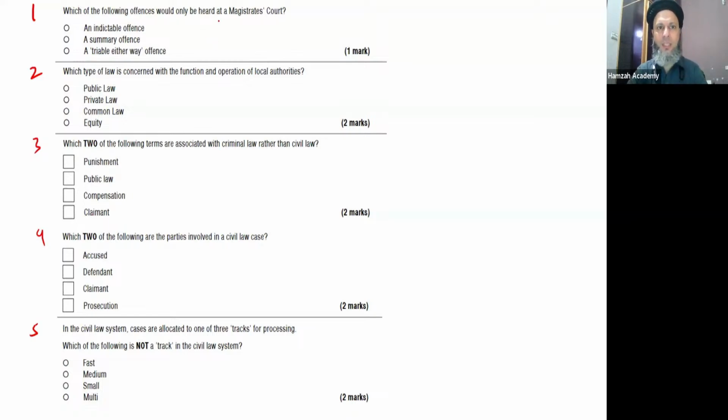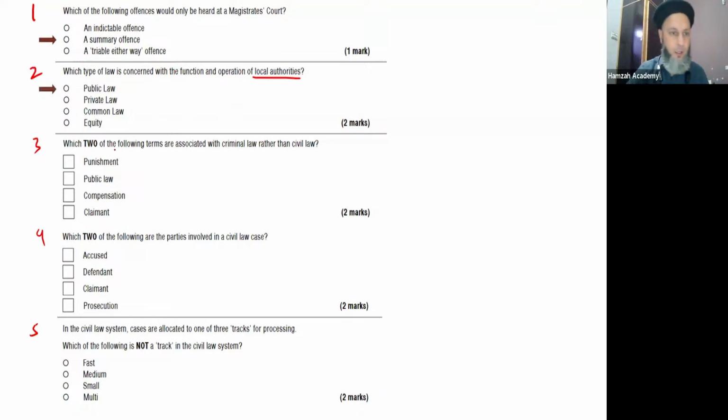Which of the following would only be heard at magistrate's court? A summary offence. Just like in the previous question, a summary offence is one in which a jury is not required. Which type of law is concerned with the function and operation of local authorities? That would be public law.